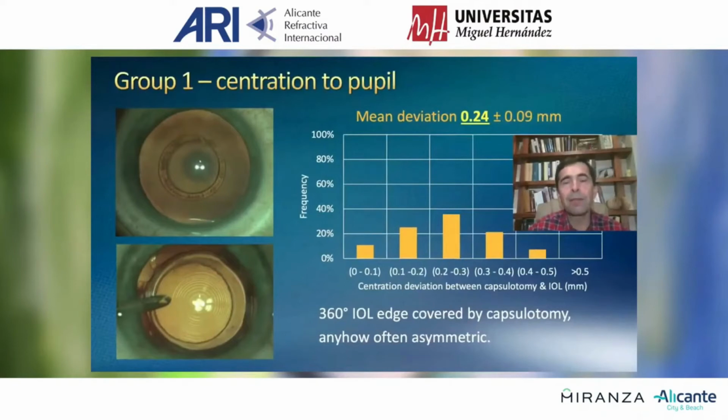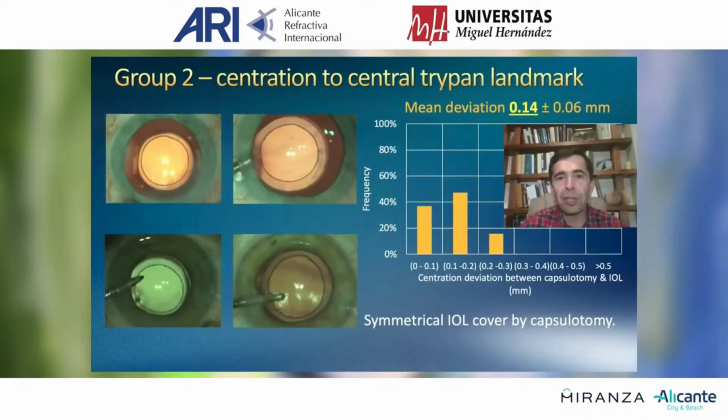Regarding Group 1, the mean deviation from center was 0.24 millimeters, plus minus 0.09, and the IOL was covered 360 degrees, but not really symmetrically. Group 2, centration to the central trypan landmark. The mean deviation is smaller, only 0.14 millimeters, plus minus 0.06, and the IOL optic was covered really symmetrically by this capsulotomy. So the clinical result was obviously better with this Group 2.